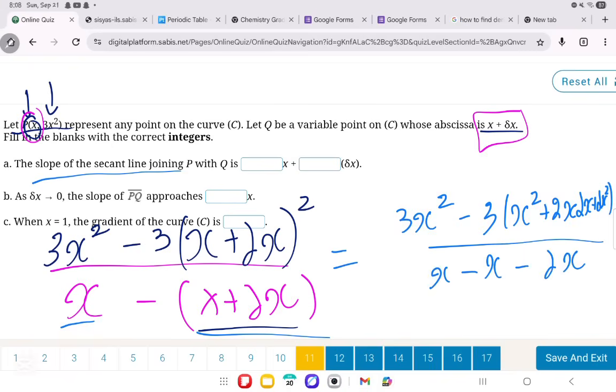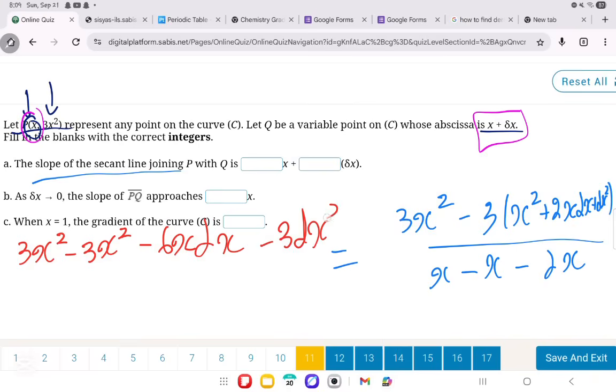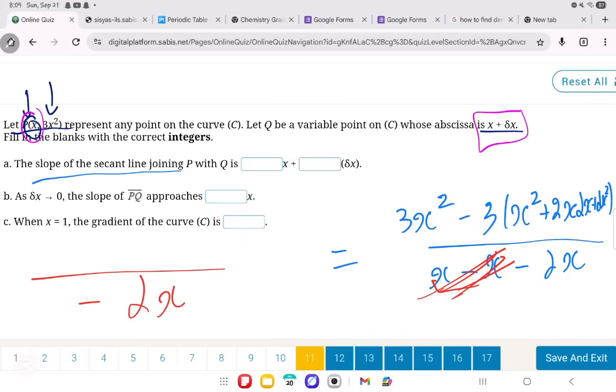So now, after more simplification, it's going to become 3x squared minus 3x squared minus 6x delta x minus 3 delta x squared over x minus x cancels out, over minus delta x. So what happens now? 3x squared minus 3x squared will go bye-bye. And we're left with minus 6x delta x, minus 3 delta x squared.